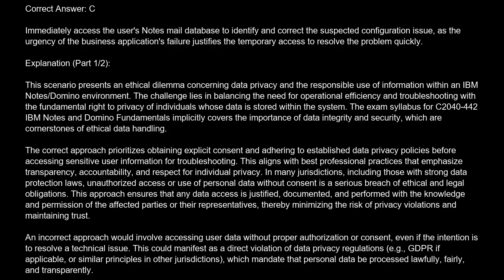In many jurisdictions, including those with strong data protection laws, unauthorized access or use of personal data without consent is a serious breach of ethical and legal obligations. This approach ensures that any data access is justified, documented, and performed with the knowledge and permission of the affected parties or their representatives, thereby minimizing the risk of privacy violations and maintaining trust.